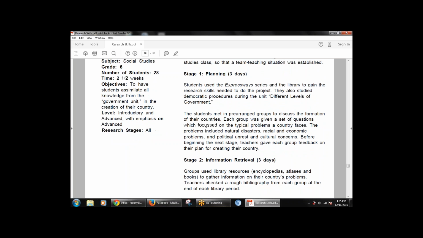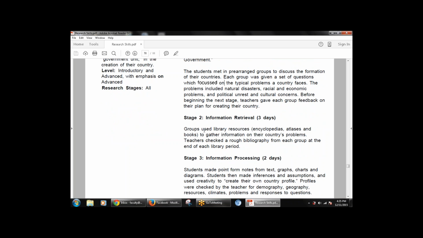Then stage number 2 is information retrieval. That is how we can retrieve the information. That is also an activity over 3 days. Groups use library resources, and that includes encyclopedias, atlases, and books, such as the atlas for social science, to gather the information on their country's problems.